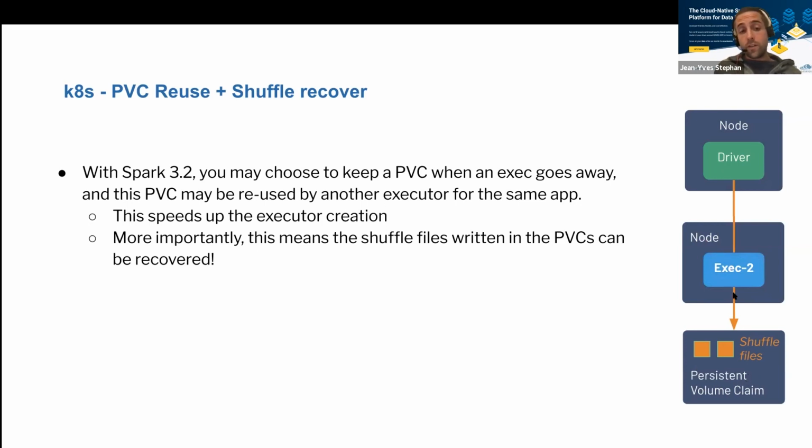So what is the benefit? It will speed up the creation of executor 2. And more importantly, the shuffle files which were written can be recovered by Spark. And so this is a huge game changer, okay? Before, when you had, let's say, a spot kill, you lose all your work, you have to recompute the shuffle files. Now, you just start a new executor and you recover the shuffle files.